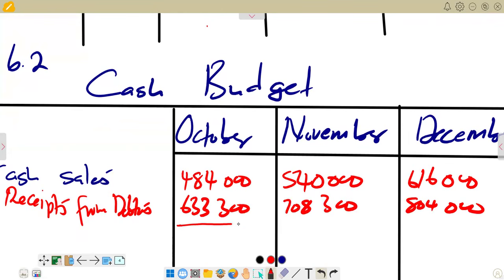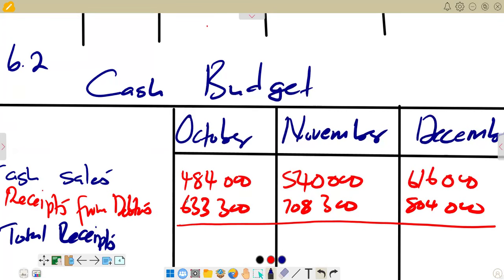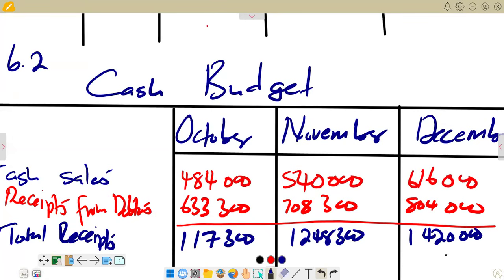Then obviously we can now add to get the total receipts. So here we are going to have our total receipts. We say 484,000 plus 633,300, and then we are supposed to get 1,117,300. We add these two again, and you are supposed to get 1,248,300. You add again these two, and you're supposed to get 1,420,000. So this is what we have.